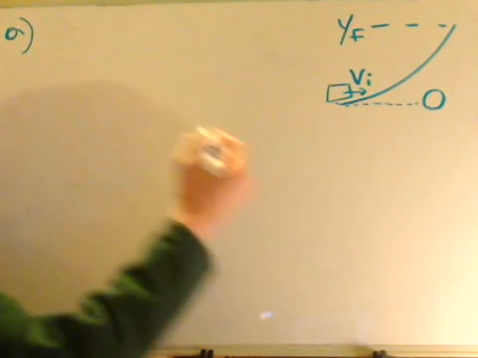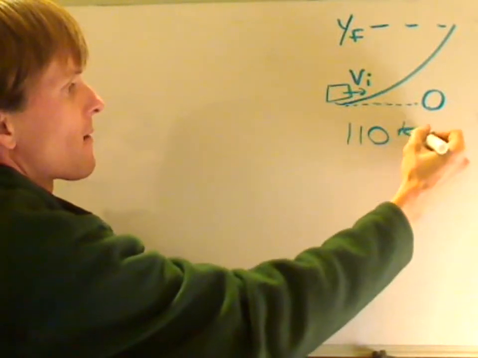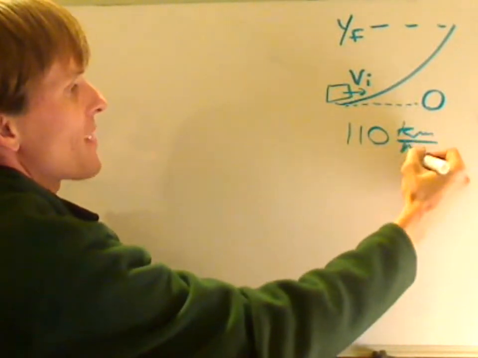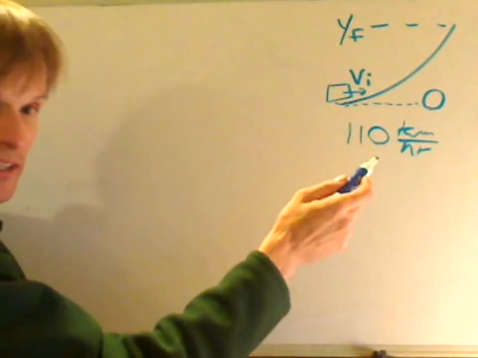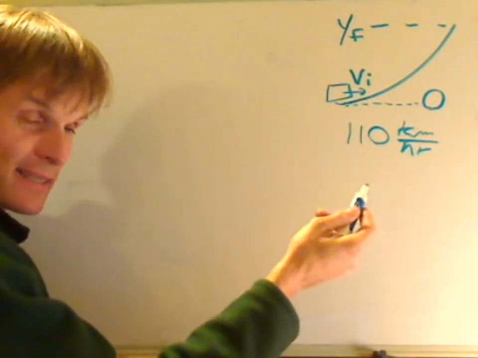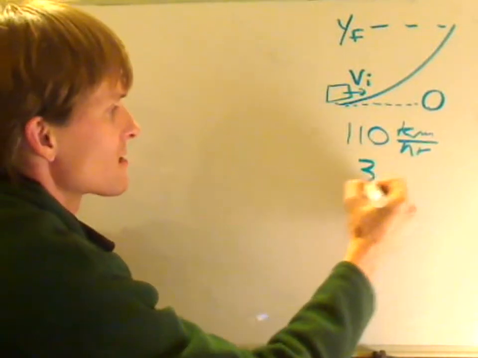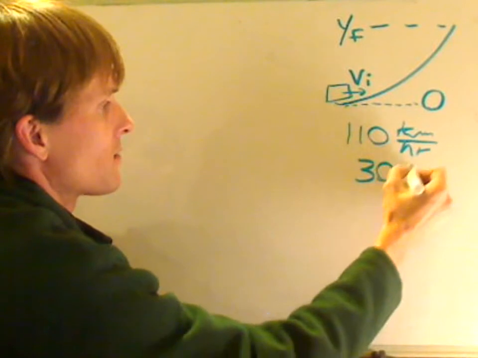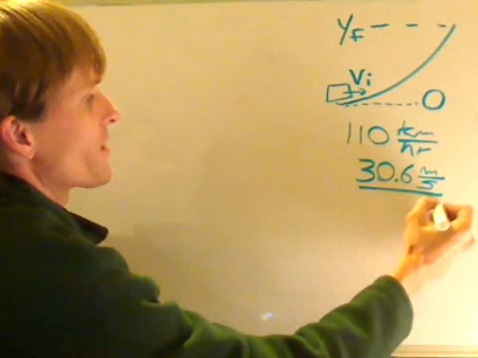And so when you convert 110 kilometers per hour, you need to multiply it by 1,000 to get it in meters per hour, and then divide by 3,600 seconds in an hour, and that gives you 30.6 meters per second. So that's the first step. We need ordinary units here.